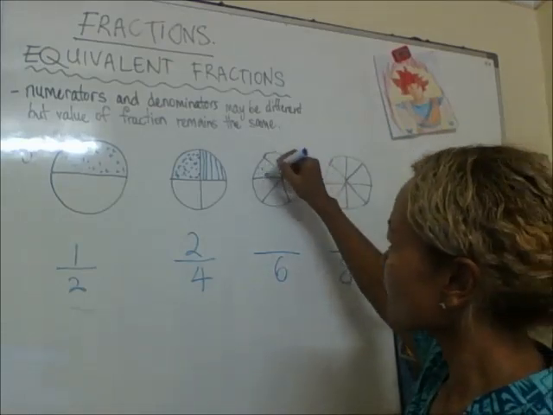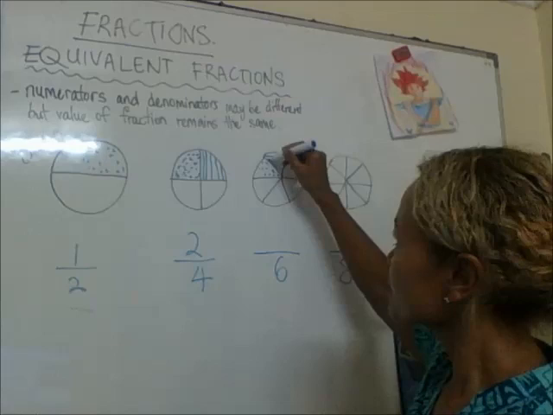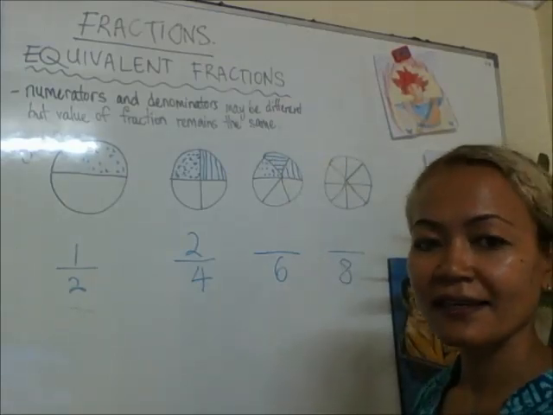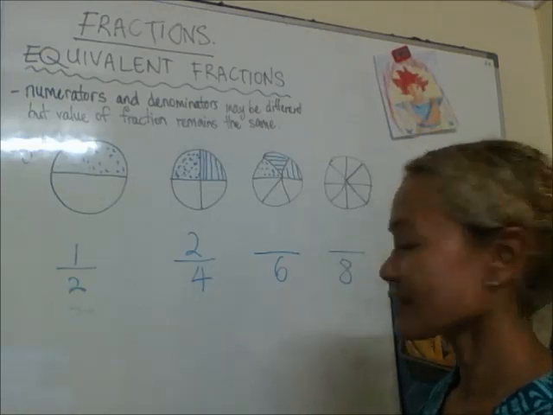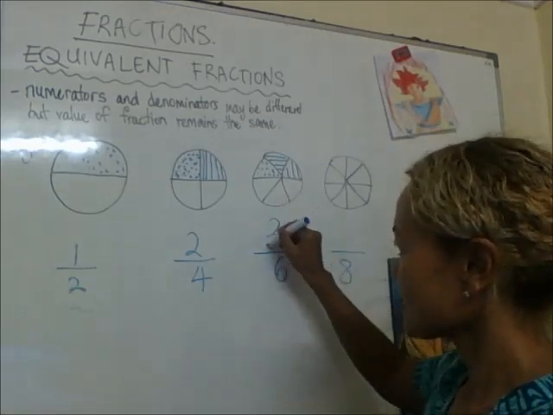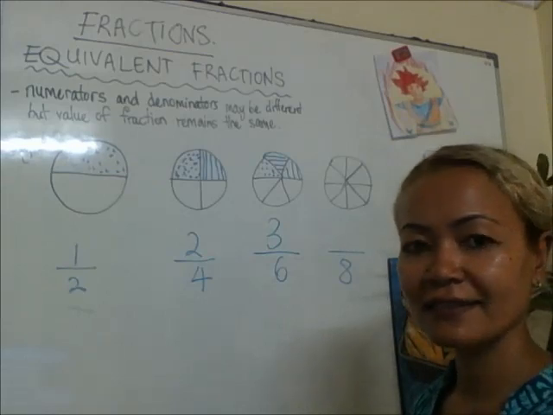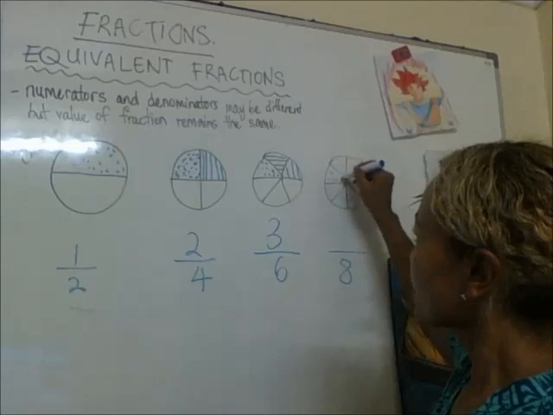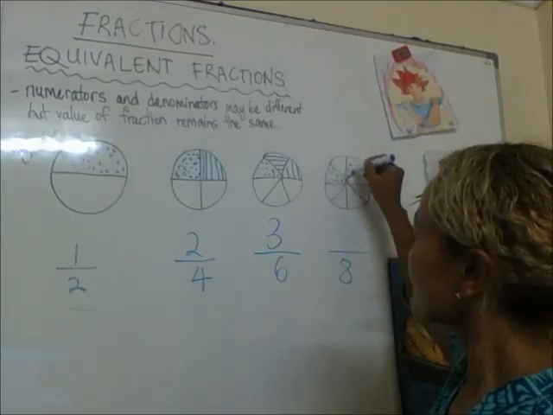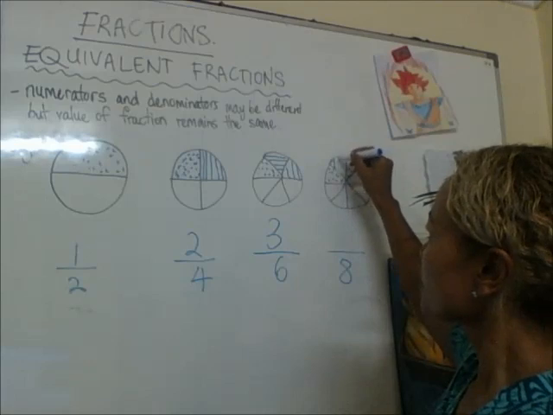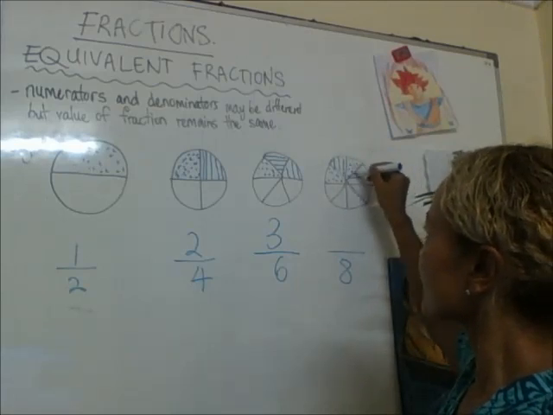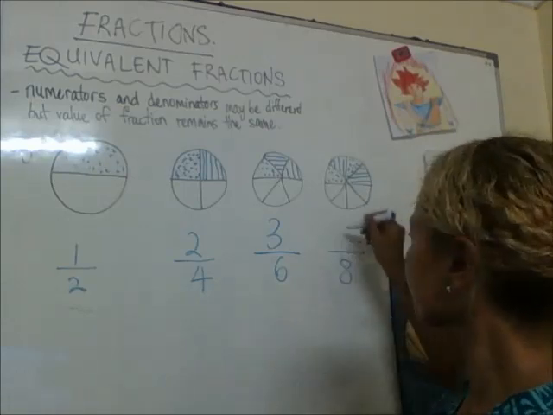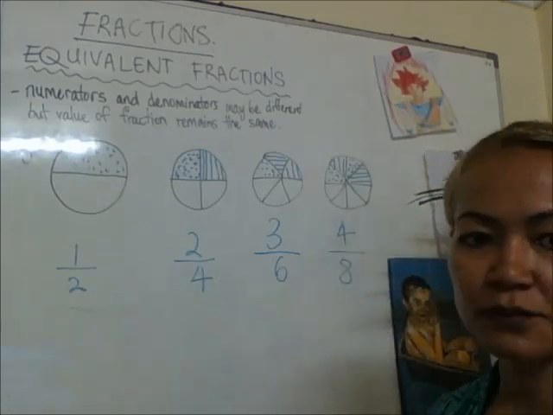Here I'm shading 1, 2, 3. 3 parts out of the possible 6. 3 over 6. And the last one, I'm shading 1, 2, 3, 4 out of the possible 8. So 4 out of the possible 8.